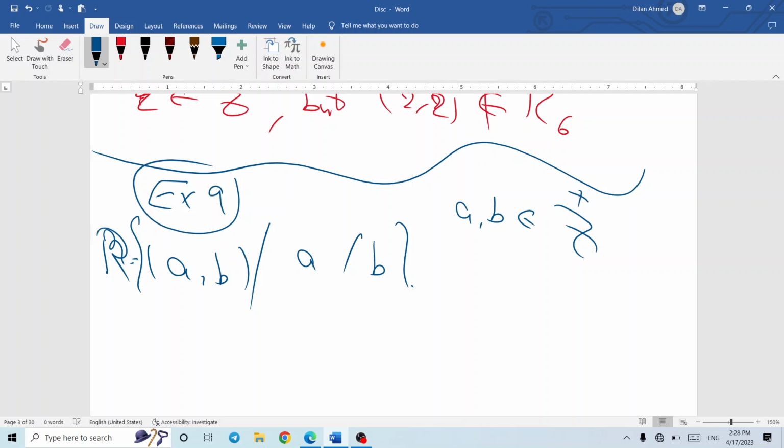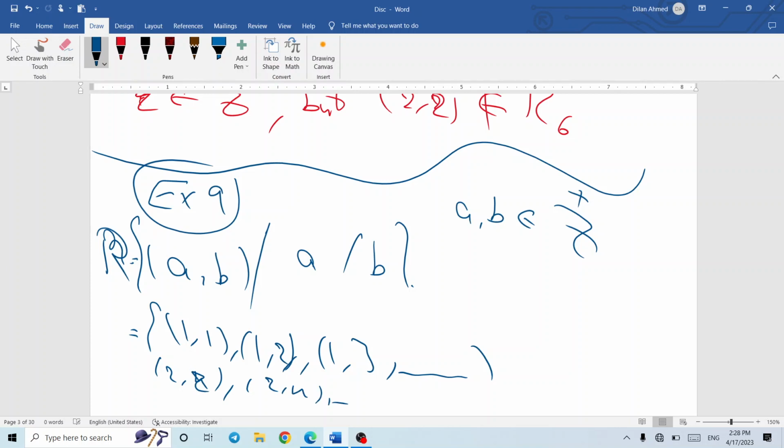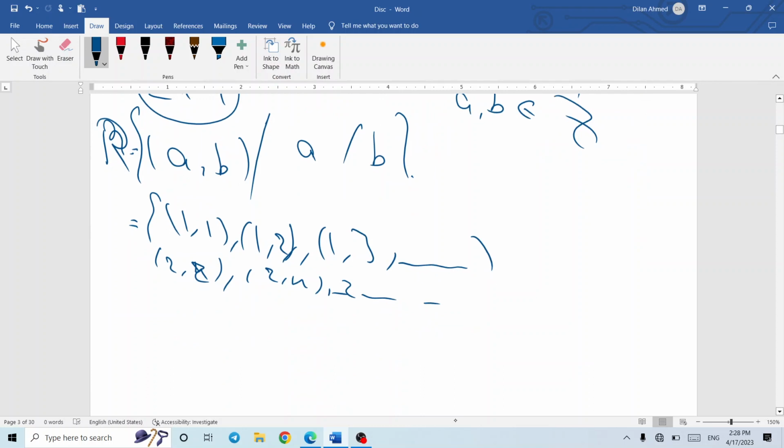No, divides. The set is like that. One divides all of them, 1 by 1, 1 by 2, 1 by 3, 1 to all. 2 by 2, 2 by 4, 2 by 6, all. 3 by 3, 3 by 6, 3 by 9. It's right. So each number can divide itself, right? If you give me the 100, I see 100 divides 100. So it's in this relation, am I right? Yes? Divisible. Yes.